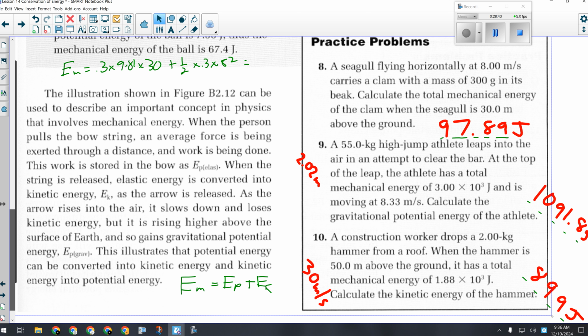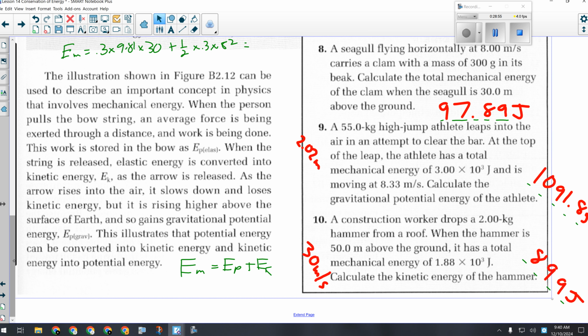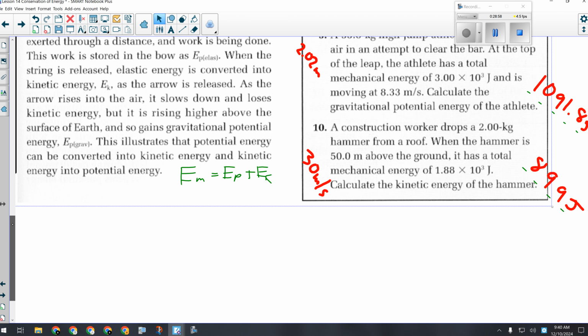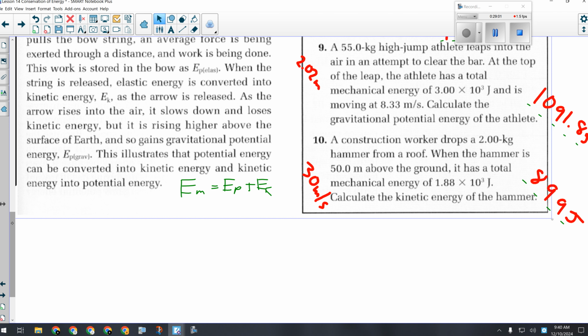Okay, guys, so let's have a look at number 9 here with the high jumper. On number 9, we know that the high jumper has a mass of 55 kilograms, and they're going to jump over the bar. We know that their total mechanical energy is 3.0 times 10 to the 3 joules, and we know how fast they're moving. Calculate the gravitational potential energy of the athlete.